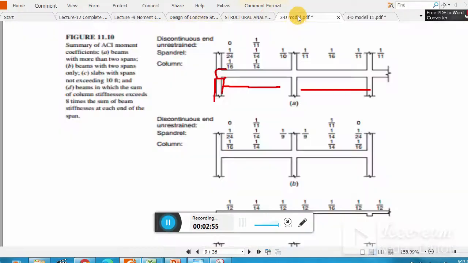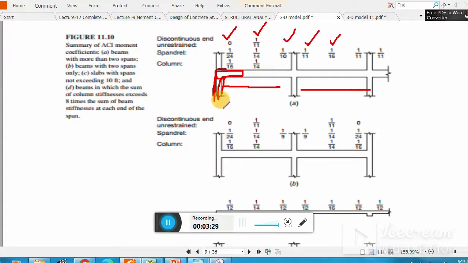So let me show you, if you have an unrestrained end, then the moment will be 0. Theoretically the moment will be 0, and for positive moment you have to use this coefficient, and for the first interior support at the exterior face, this coefficient, and for next this one, and so on. If you are providing L beam, remember sometime we provide L beam.